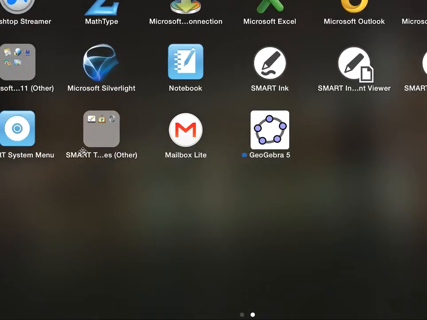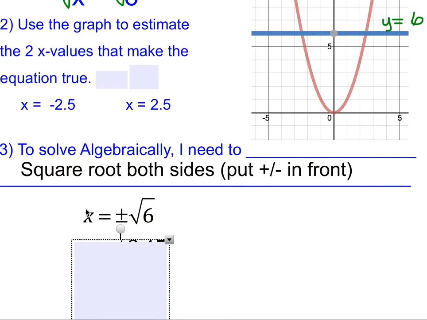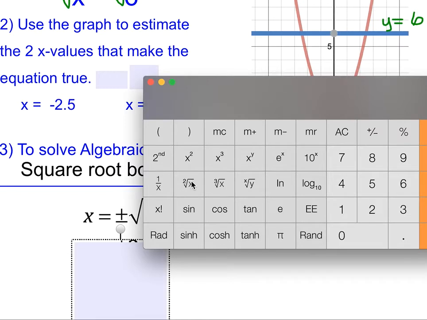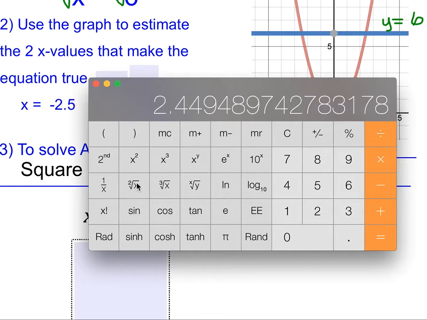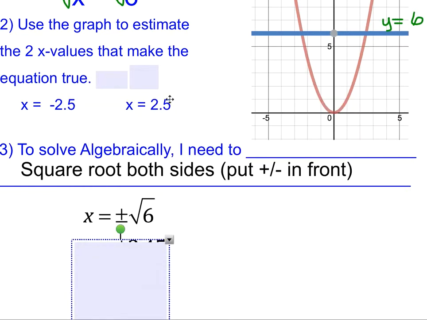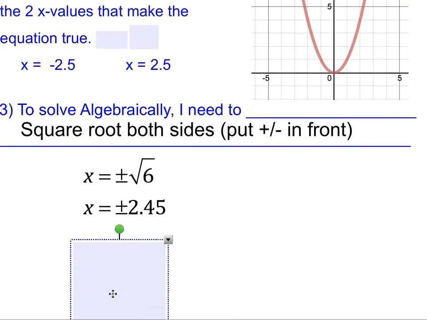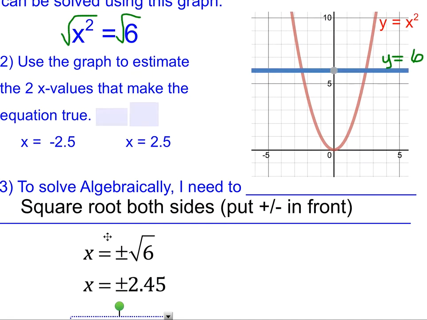I'm just going to bring up my calculator for a second. Here we go. I'm going to put in the square root of 6. So I'm first going to press 6 and then square root. And as you can see, the answer, if we were to round it, would be 2.45. Okay, 2.45 is fairly close to 2.5. So we can say now that the x values are roughly around plus and minus 2.45. Okay, this would actually be the exact answer, and this is a rounded answer.